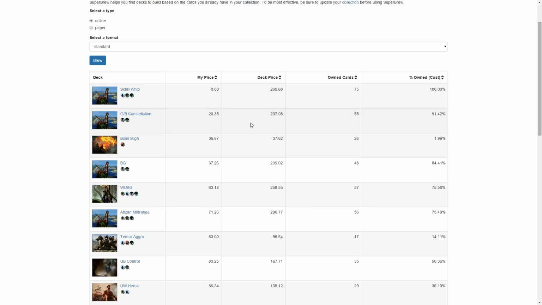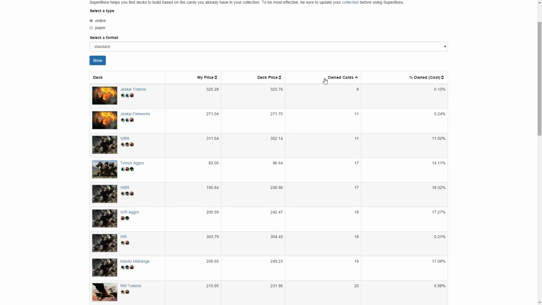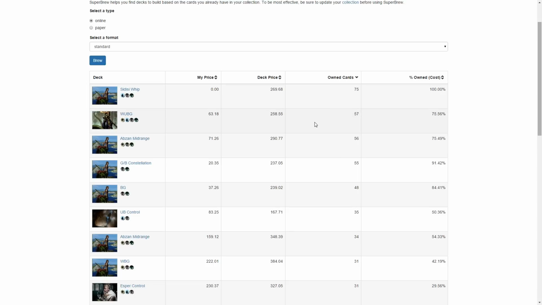So you can sort by these different columns. So you know, here are the cheapest decks by price. You can also sort by cards. If you're only missing a couple of cards, you might be able to proxy them or find a budget substitution. Or you can also sort by the cost that you own to find what the cheapest decks are to build.